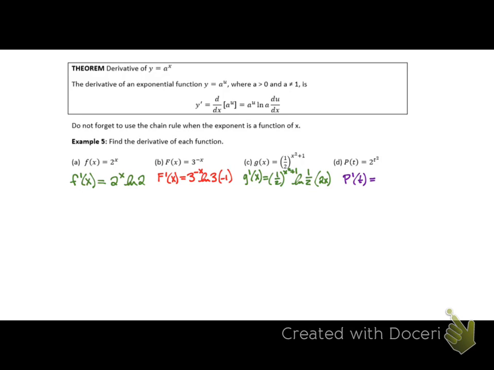For part D, we have the original equation times the natural log of the base times the derivative of the exponent, which is 2t. And that's it.